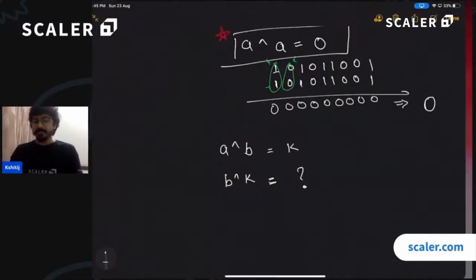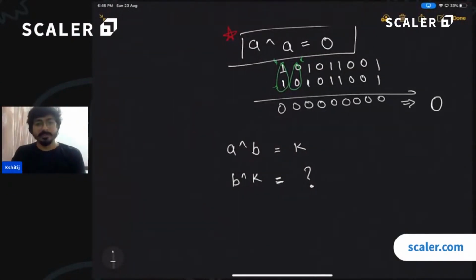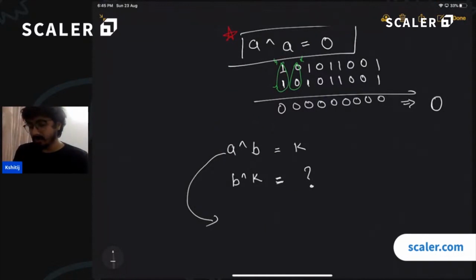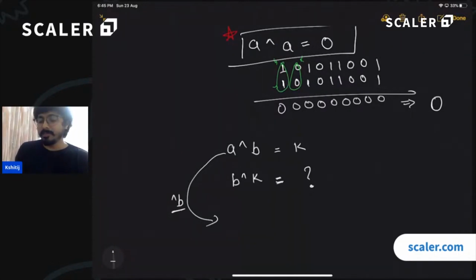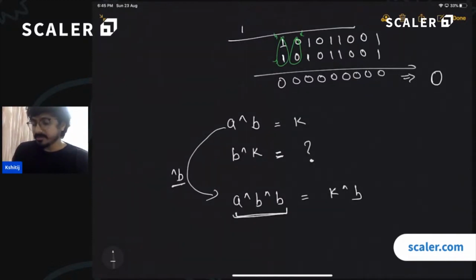So if a XOR b is equal to k, then what should be the value of b XOR k? What if I take the XOR of b on both sides? If I take the XOR of b on both sides in this equation, this is going to be a XOR b XOR b is equal to k XOR b, right? Now, what can I say about this equation? A XOR b XOR b, right? So b XOR b, these two are exactly the same, so these two will cancel out each other, right?